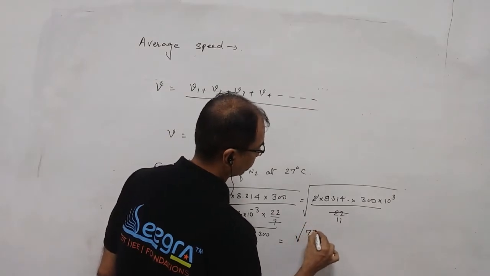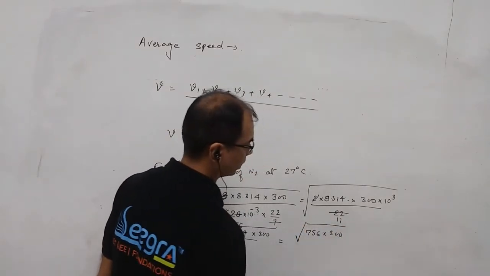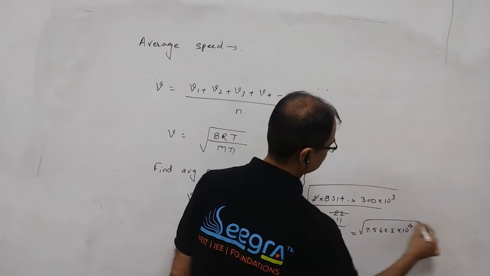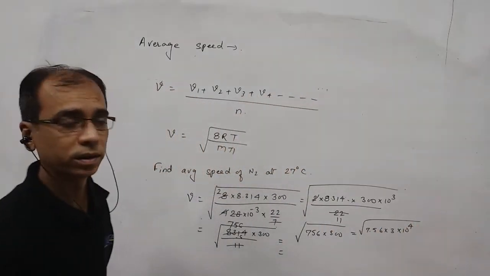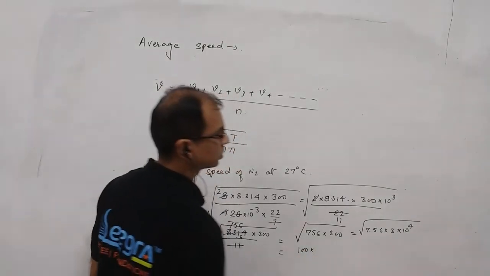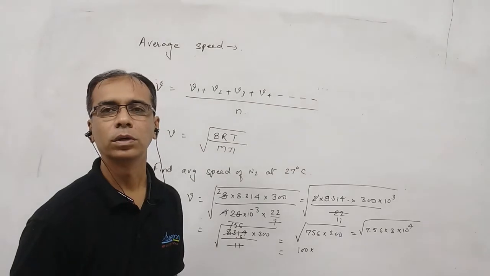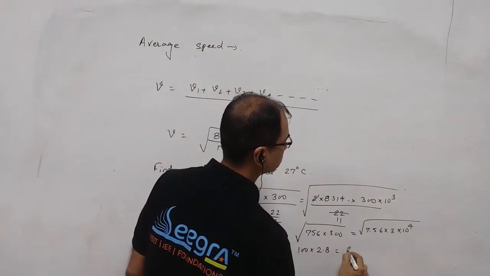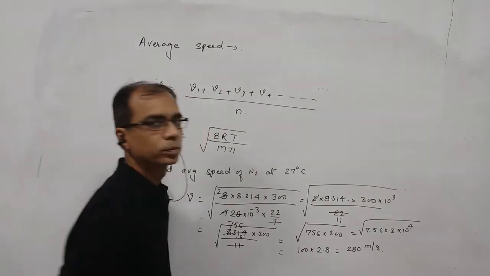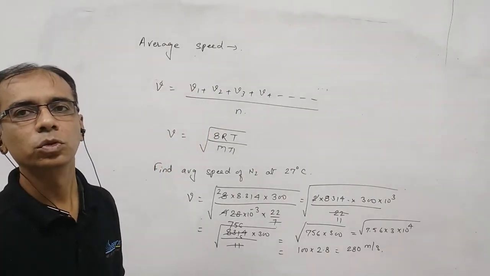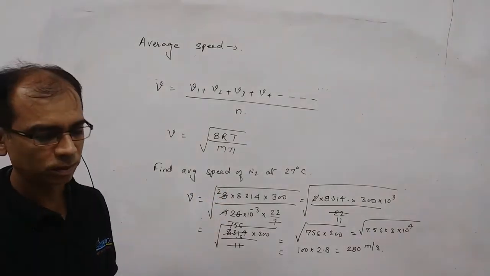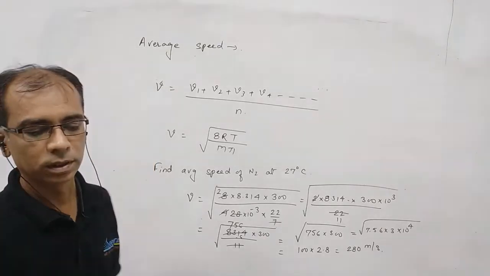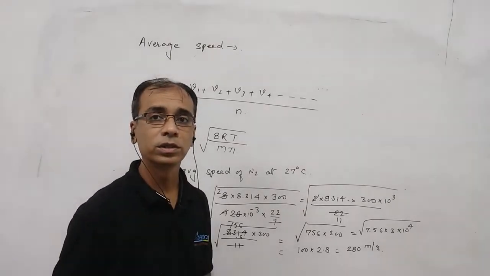So this is root over 756 into 300, which we can write as 7.56 into 3 into 10 to the power 4. Take this 10 to the power 4 outside. What will come? 100 into root 7.56. Now root 7.56 means somewhere around 2.7, 2.8. So the approximate answer is 280 meter per second. So these kinds of questions they will be asking you on average speed.